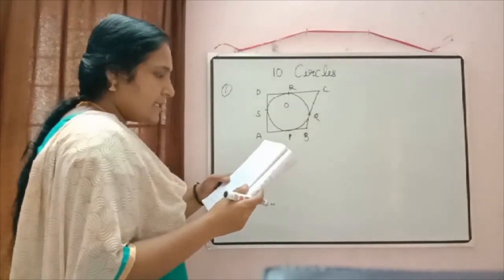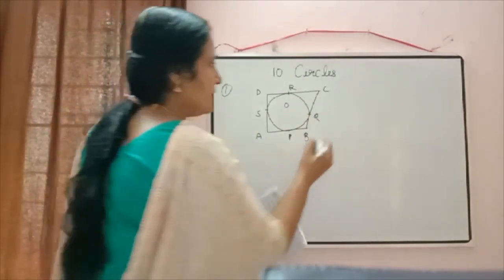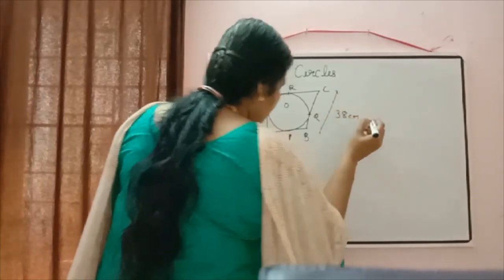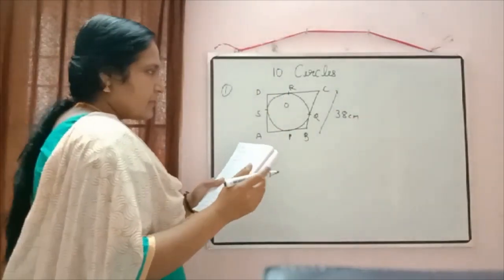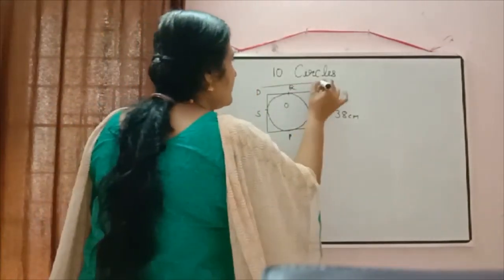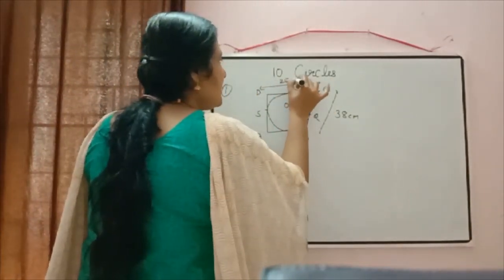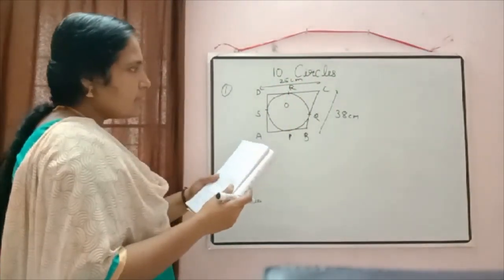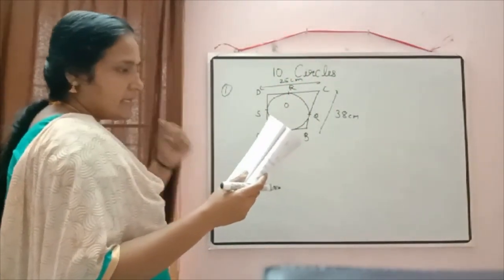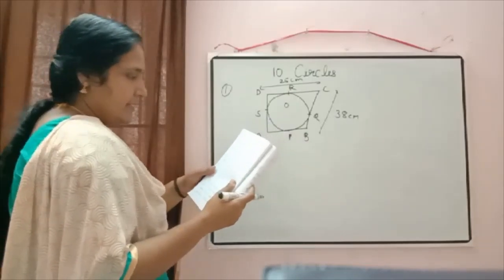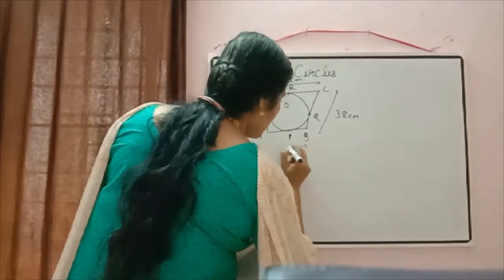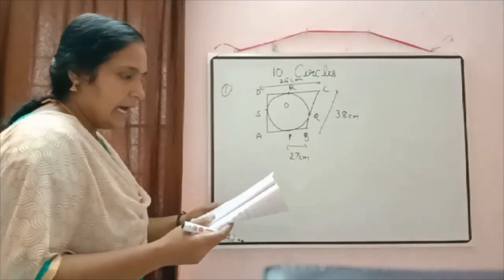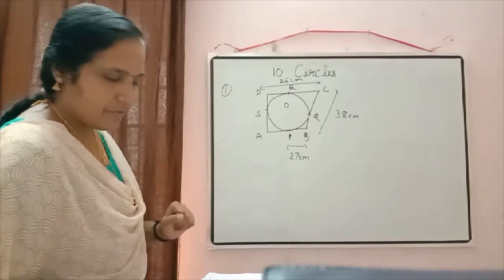Now it is given BC is equal to 38 centimeter. Then CD is equal to 25 centimeter, and BP is equal to 27 centimeter is given. We have to find the radius, we have to calculate that.